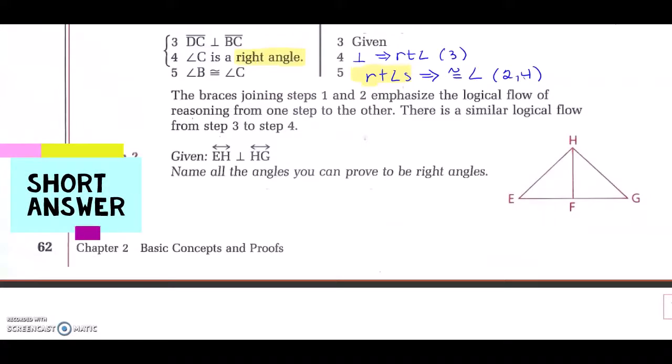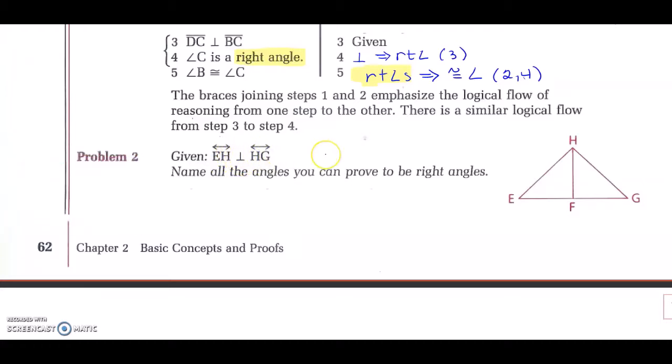In problem 2, we are given line EH is perpendicular to line HG. So the right angle's up there. All the right angles that we have are EHG. Notice the repeated H. You cannot make the inference that either of these angles at F are perpendicular or right angles.